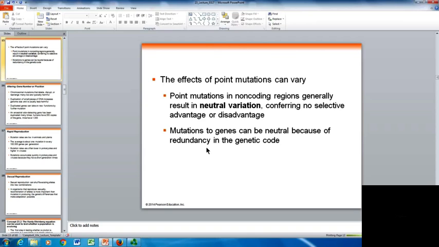So point mutations in non-coding regions generally result in neutral variations. It's not going to give any selective advantage or disadvantage. It's going to work just as well. Mutations to genes can be neutral because of the redundancy in the genetic code. So if you have a mutation and both of the mutated and the non-mutated gene are going to start coding for the same amino acid, it's going to be a neutral mutation.